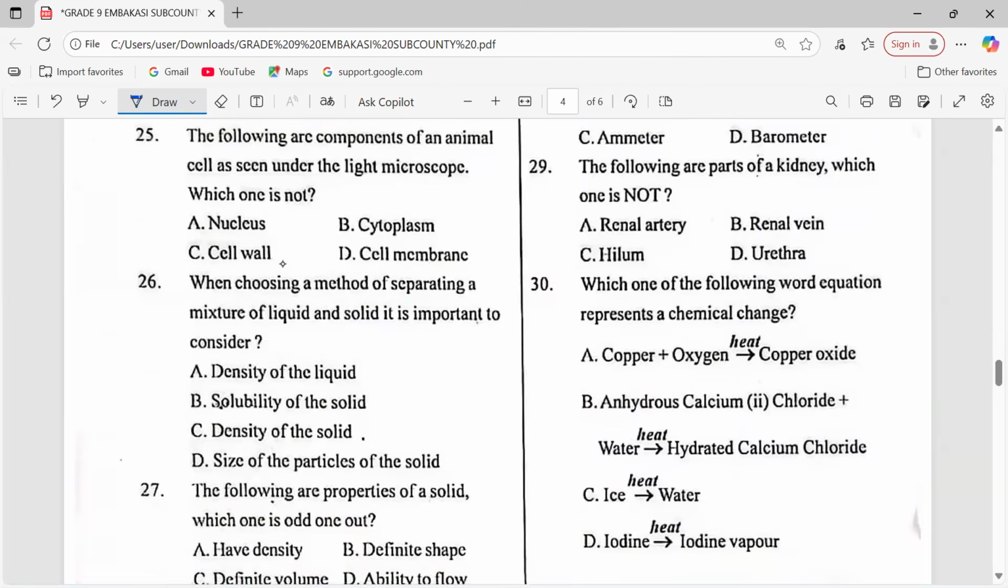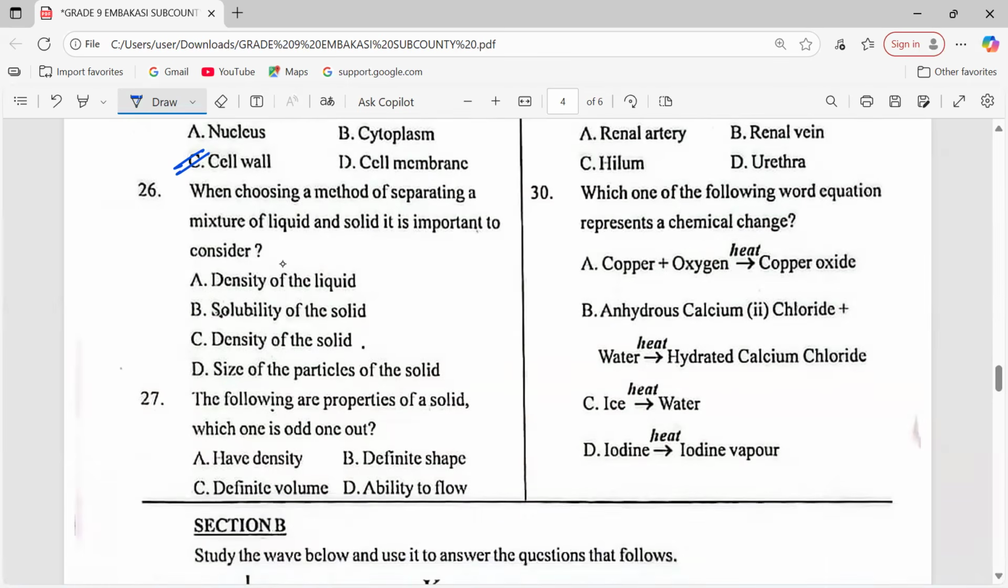But the following are components of animal cell as seen under the light microscope. Which one is not? Animal cell has a cell membrane, but it doesn't have a cell wall. And actually, that is the main structural difference between animal cell and plant cells. On the other side, plant cells have what we are calling a cell wall.